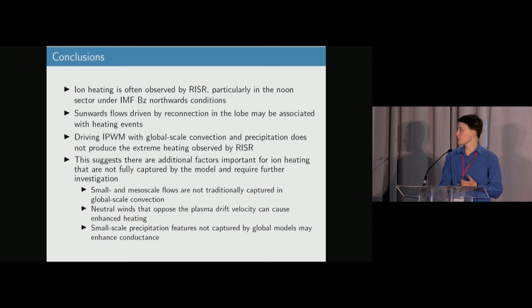So in conclusion, we see ion heating frequently, especially in the new sector under IMF North. If you're looking at global convection maps, these are fantastic, and they do reproduce a huge amount of dynamics that we see on a global scale, but there do seem to be cases of localized flows that produce significant heating locally that, by definition, things at that scale are not usually captured by convection maps.